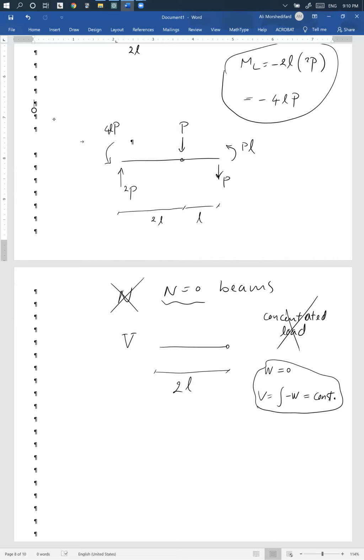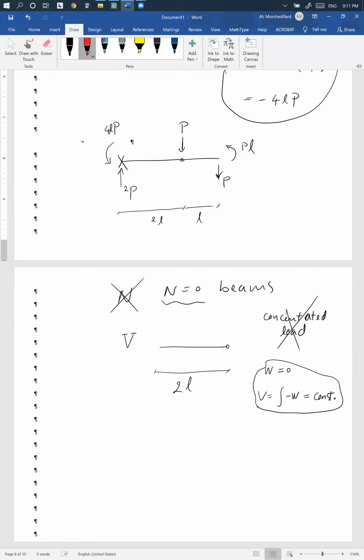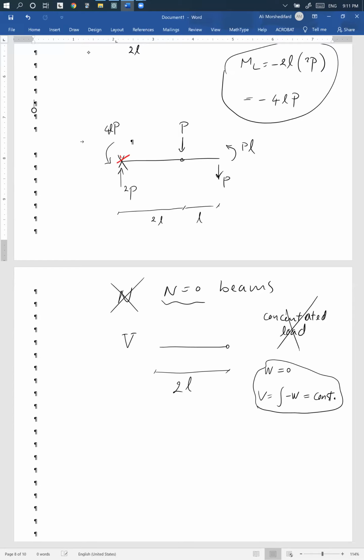So is there any point where I have the shear value? Yes, there is, because I have calculated the reaction here, so I already have the value of shear at this point, which is 2P. You agree? The only thing is that I have to be careful with the signs. So is this 2P positive shear or negative shear?